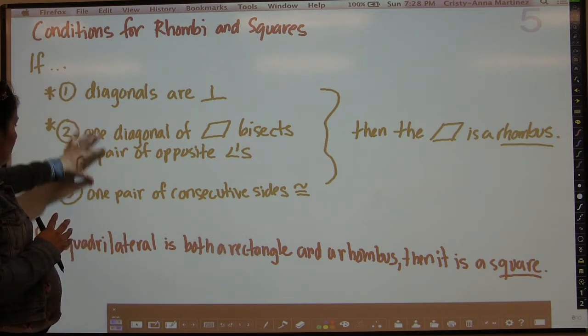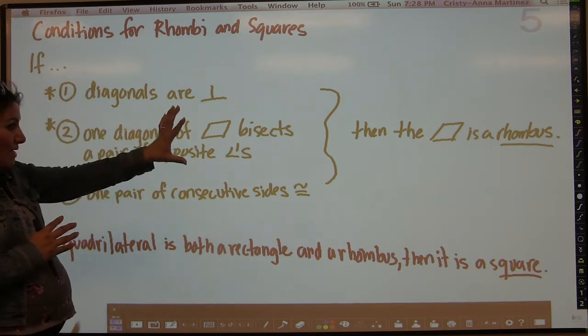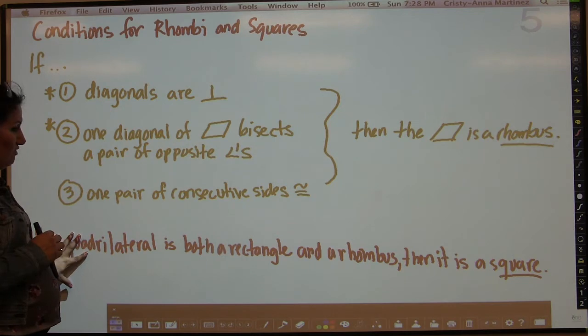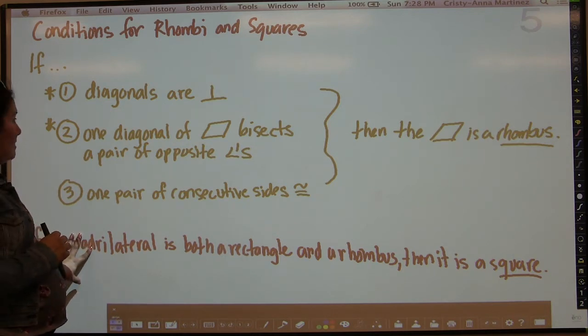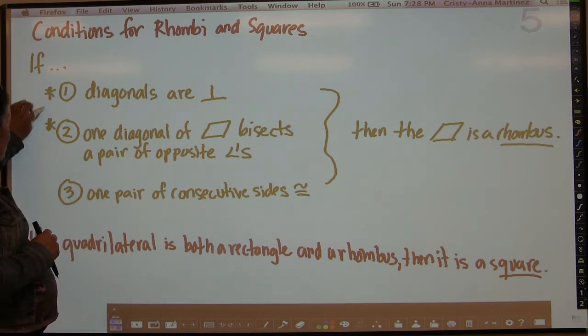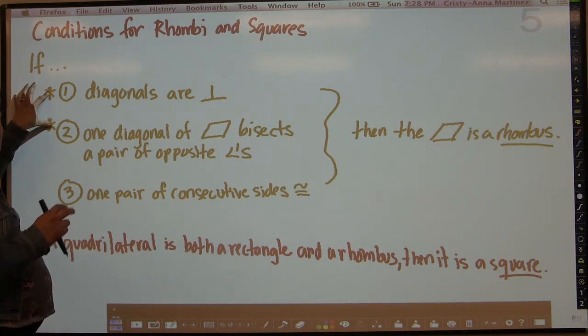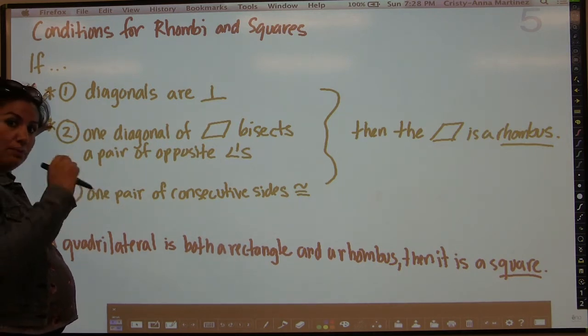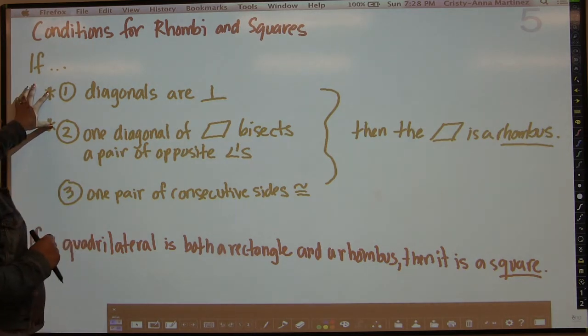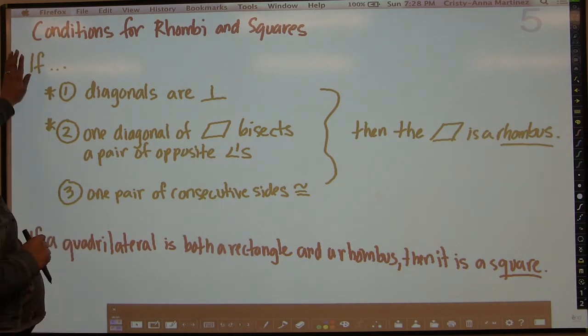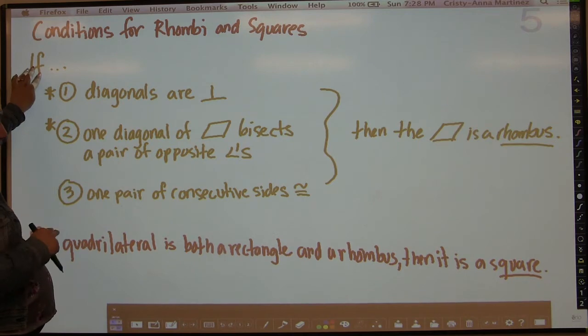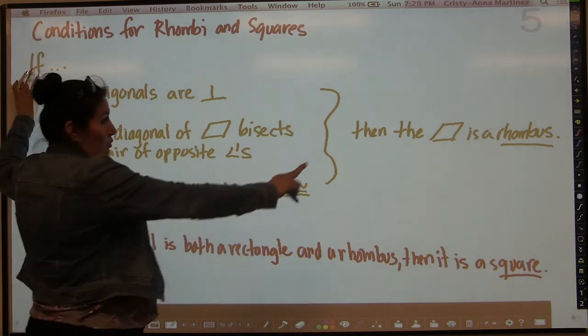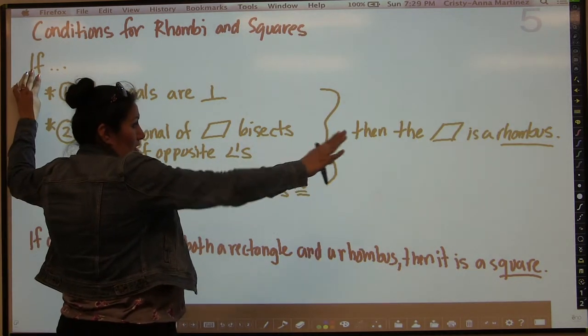So all of these in the same color are referring to a rhombus. And then our last one here is referring to a square. And these two are asterisked, because they are converses of the 2 theorems that we just saw previously about rhombuses. Okay, so basically it says, in this case, instead of saying that it's a rhombus first, we conclude that it's a rhombus. So you can see it there, and then the parallelogram is a rhombus.